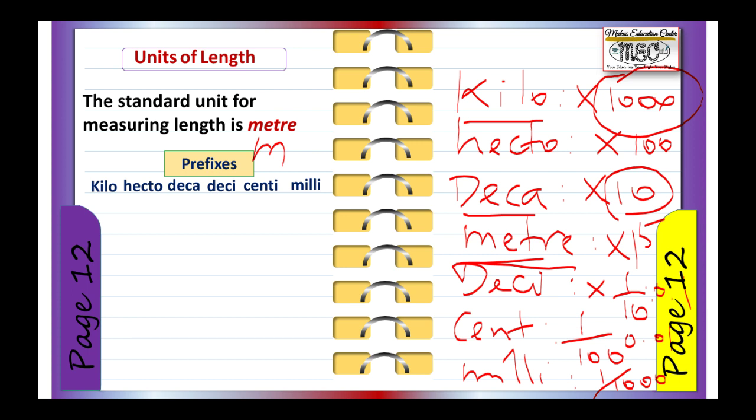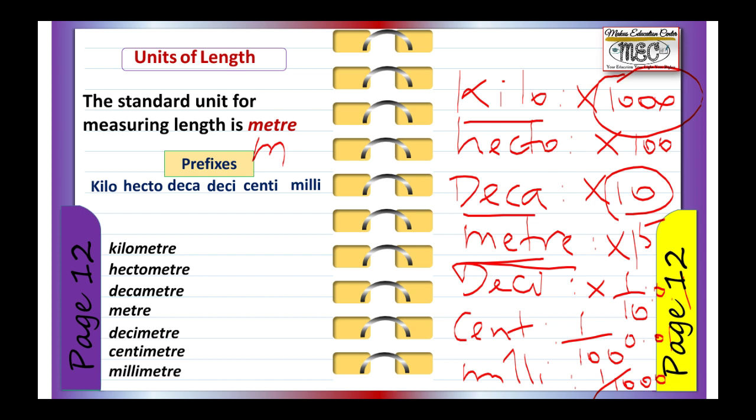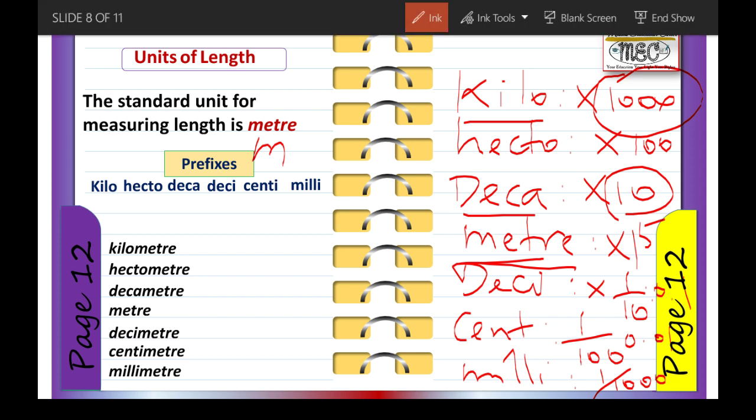So the units of length measurement are kilometers, hectometers, decameters, meters, which is the standard unit, decimeters, centimeters, and millimeters. All of these have symbols. Kilometers means kilometers.